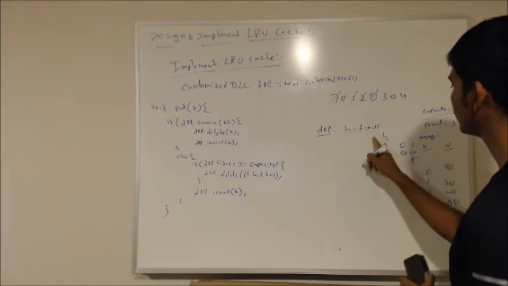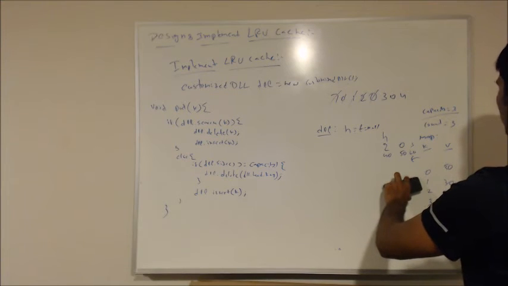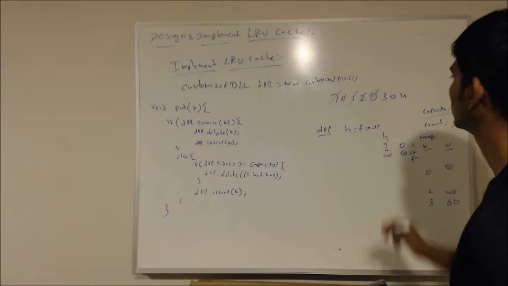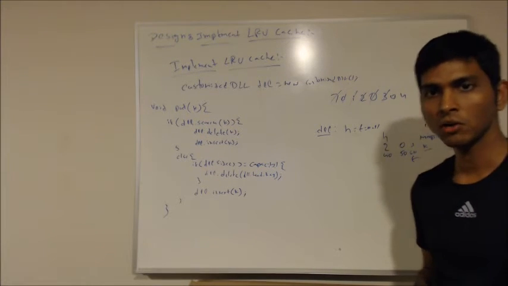And whenever we delete an entry, we delete that entry from the map also. What was it? 2031. 1 is deleted. So probably you can understand the rest of it, how it's working.